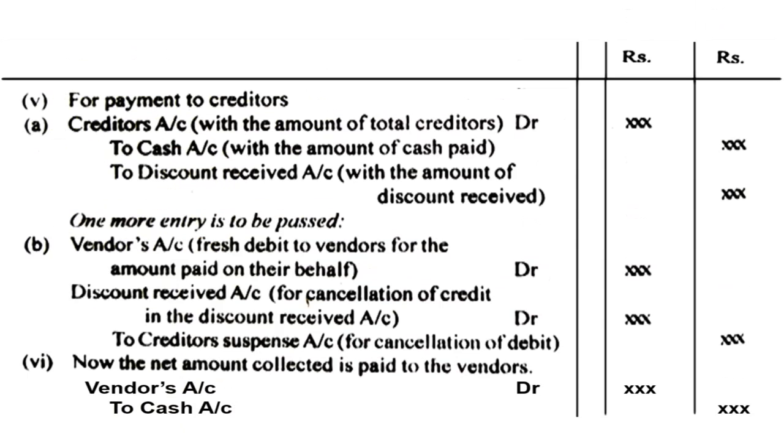Then we will go for the next transaction, payment to creditors. Creditors account debit with the amount of total creditors, to cash account with the amount of cash paid, to discount received account with the amount of discount received. One more entry is to be passed: vendor's account debit, fresh debit to vendor for the amount paid on their behalf, discount received account debit for cancellation of credit in the discount received account, to creditors suspense account for cancellation of debit.